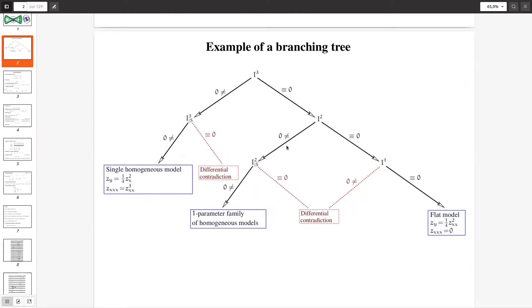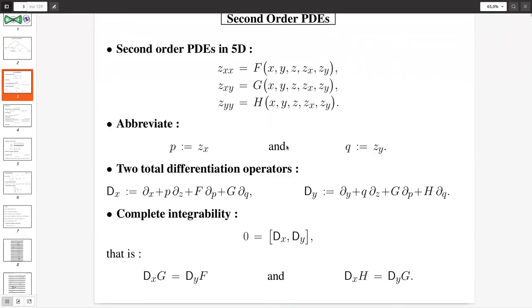I want to say that in some problems, we are lacking such a branching tree, and I'm trying to explore it. I give an example, something which was much worked on by other researchers, especially Dubrov, Medvedev, and The. It's second order PDEs for a function z of two variables x and y, where p is z_x, q is z_y, D_x and D_y are the total differentiation operators, and we assume that they commute, so that there is a solution which depends on initial conditions.